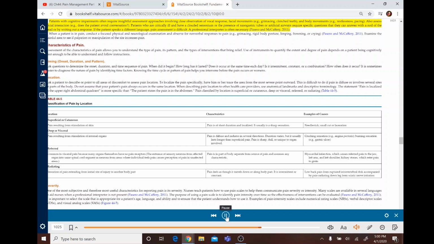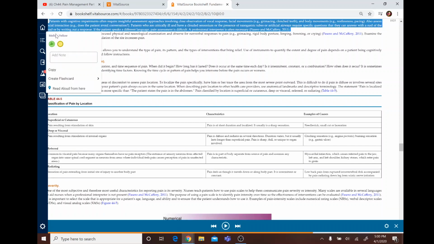If the patient speaks a different language, pain assessment is difficult. A professional interpreter is often necessary (Pasero and McCaffery). This is important. This is a big assessment, so I'll come back over this in a bit.